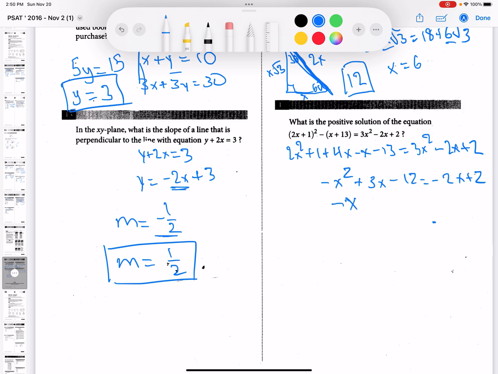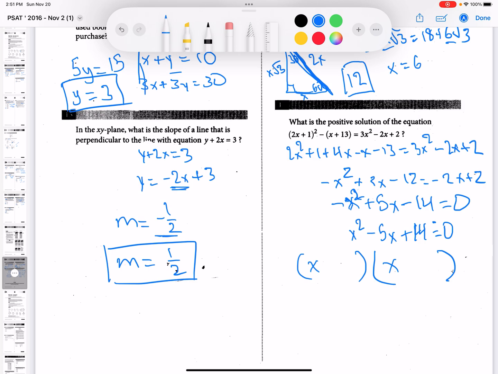Further simplifying, we get minus x squared plus 5x minus 14 is equal to 0. We can also just make this x squared minus 5x plus 14 is equal to 0. Now we're going to factor it to find the positive solution. So x, we can use 7 and 2.